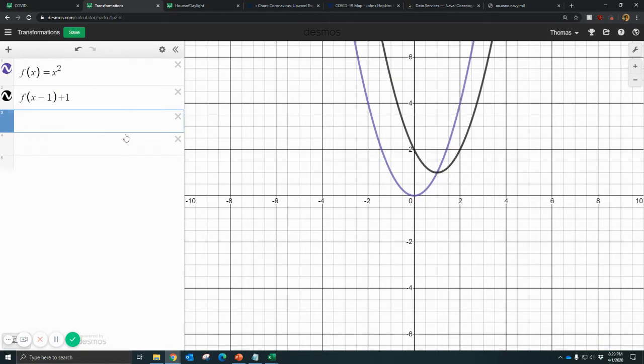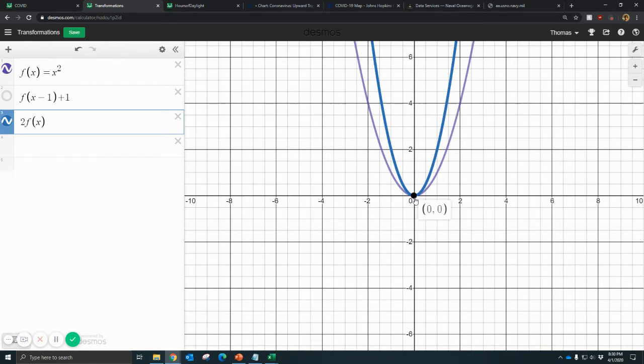Well, what if I wanted to take the original purple graph and make it taller? This would be multiplying all the y values, all of these outputs. So, for example, there's one point on this graph, it's 0, 0. And we also have the point 1, 1. If I were to multiply all of those outputs, all the y values, by 2, well, 2 times 0 is 0. If I go to 1, I should be at 2, and I am. And so that's multiplying all the outputs.